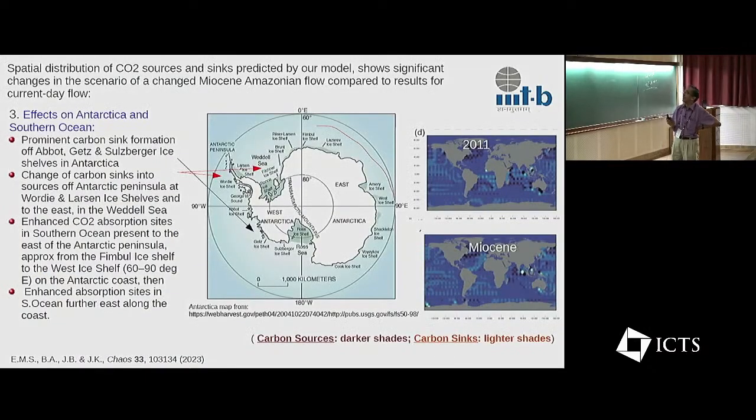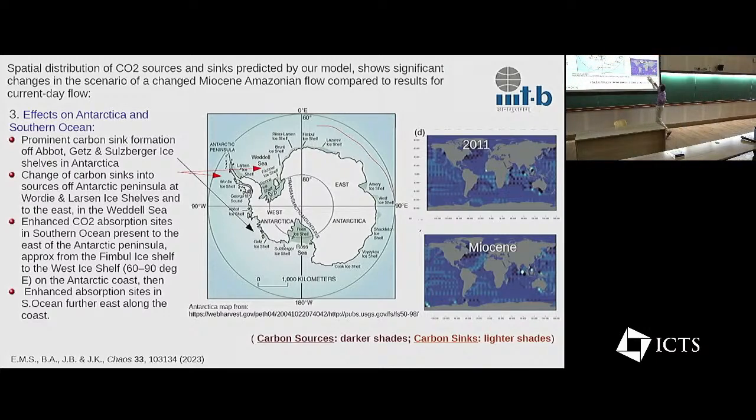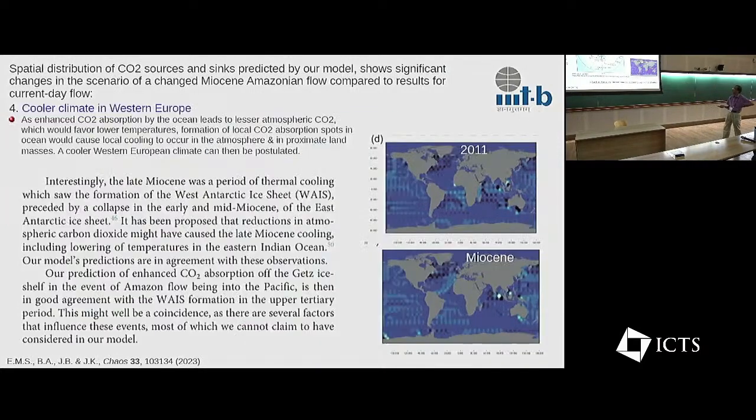And also what is seen in the geological or paleogeological record about formation of ice sheets is also captured if you look at the Antarctic, east of the Antarctic Peninsula. You have the sink formations here, which is indicative of cooling and ice shelf formation. The bottom one is for the Miocene era. And you see a simple box model predicts that as well.